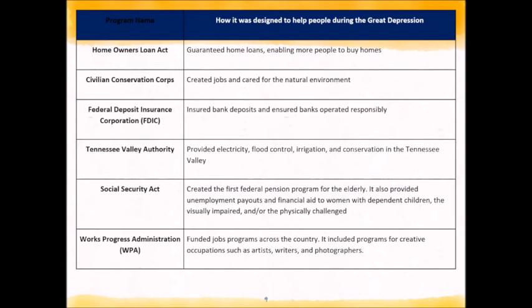The Works Progress Administration. As mentioned before, this funded jobs programs across the country. It included programs for creative occupations such as artists, writers, and photographers. The photographers, by all means, did a great job of documenting the Great Depression, and they would not have had the opportunity if it wasn't for the New Deal.